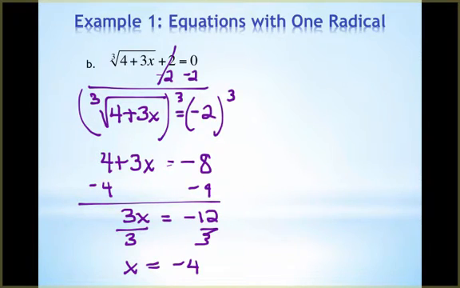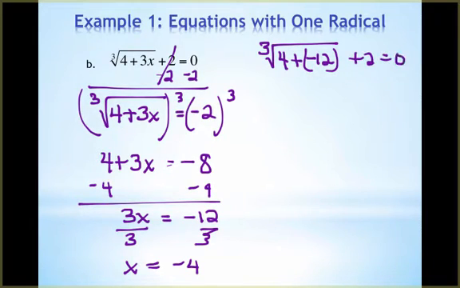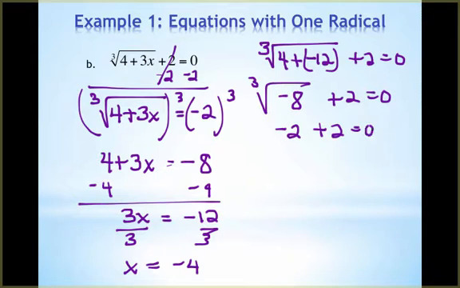And now let's check to make sure that that makes this equation true. So I have the cube root of 4 plus 3 times negative 4, which would be negative 12, plus 2 equals 0. So that would be the cube root of 4 plus negative 12 is negative 8, plus 2 equals 0. The cube root of negative 8 is negative 2, and negative 2 plus 2 does equal 0. So we have the correct solution.